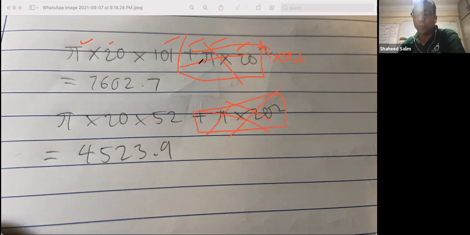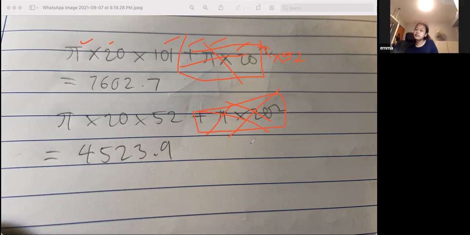So what you did was you added the base area, but the base area is no longer on the outside. You know what I mean? The base area is on the inside already. So it's not considered surface area. You get what I'm saying, huh?